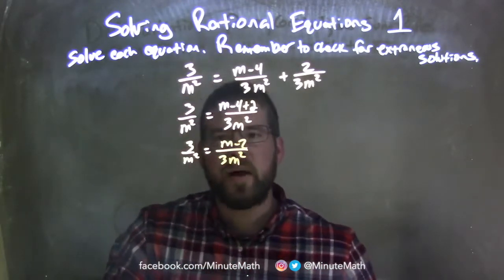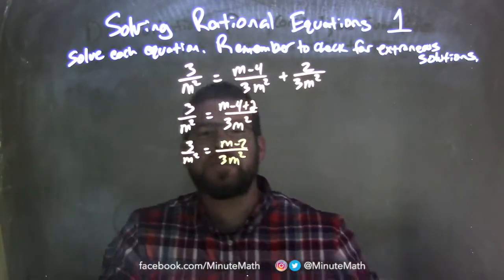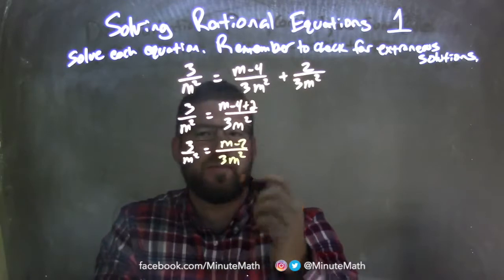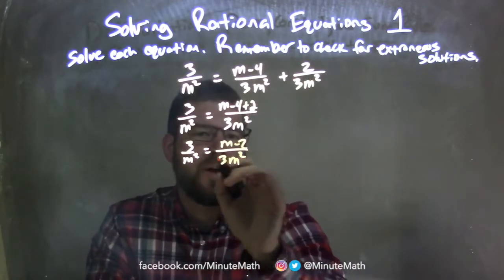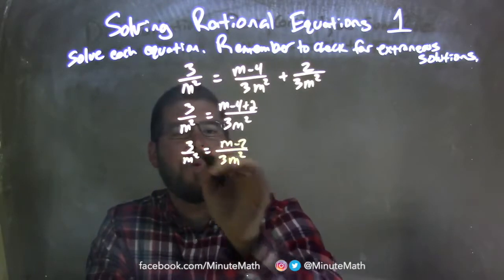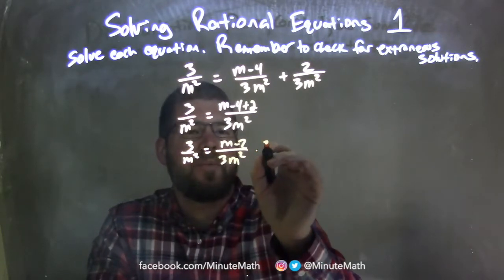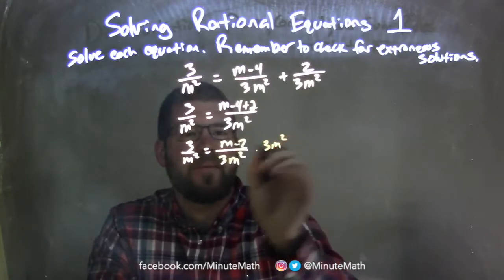So my next step is I can cross multiply, okay? But what I'm going to do is, well, I'm going to cross multiply in a sense, but in reality I could just multiply. You can't cross multiply, but I know if I multiply the 3m squared to both sides here, the m squareds are going to cancel. So I'm just going to multiply both sides by 3m squared.